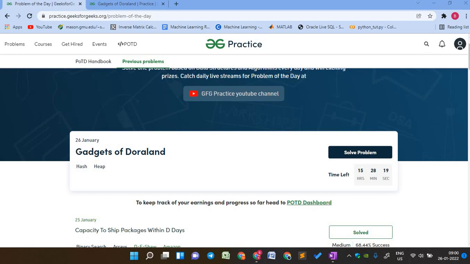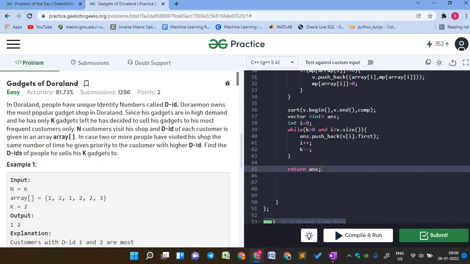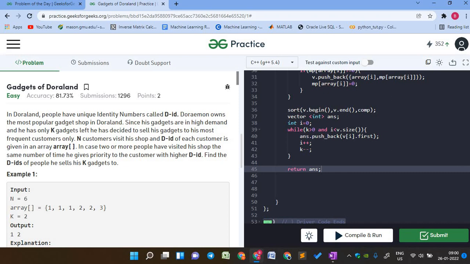Right now we're going to do the problem of the day, Gadget of the Doraland. This problem is based on hash and heap, and I'm going to do it in C++. For those who have not read it yet, please try to read it yourself. It's very simple, and they explain it very well. So let's read it once.